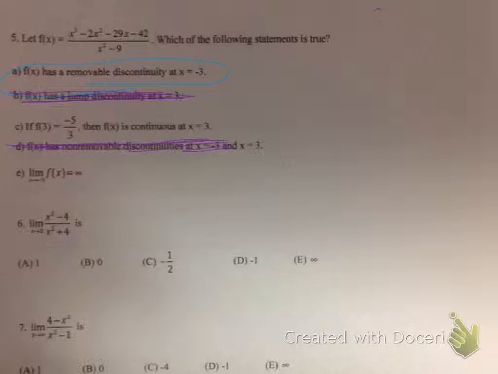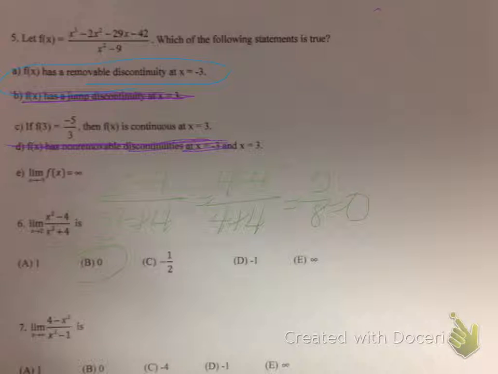Okay, now we're going to go on to number 6, and this is just a simple limit problem. Can I substitute? Yes, I can. So I'm going to get 2 squared minus 4 over 2 squared plus 4. That gives me 4 minus 4 over 4 plus 4, which gives me 0 over 8, which is just equal to 0, and that was choice B. That one was pretty simple.